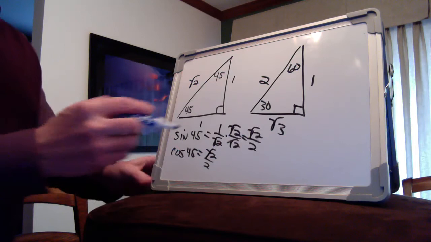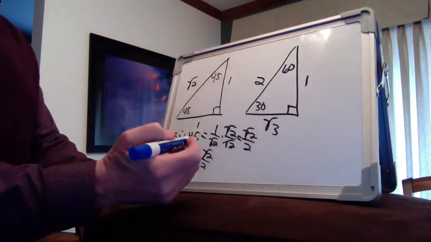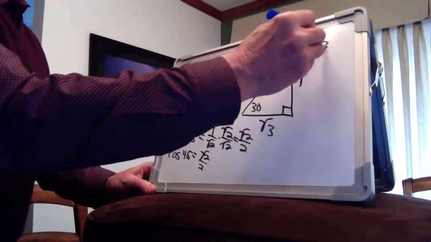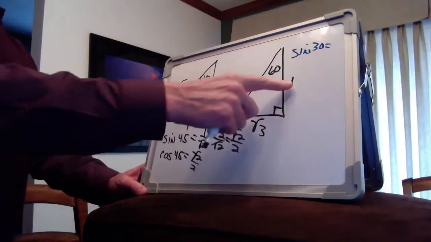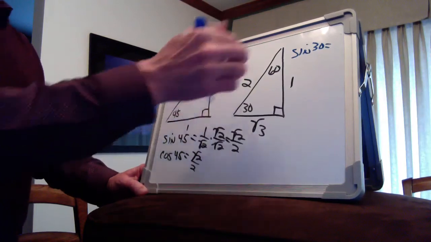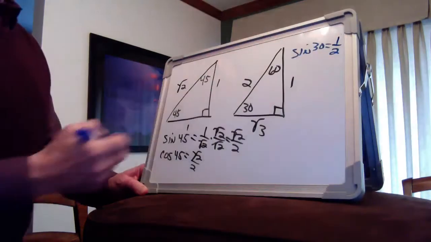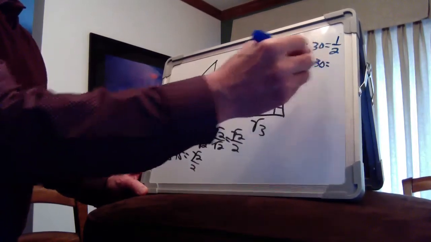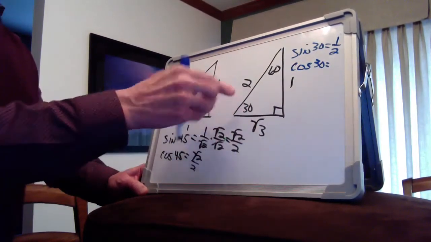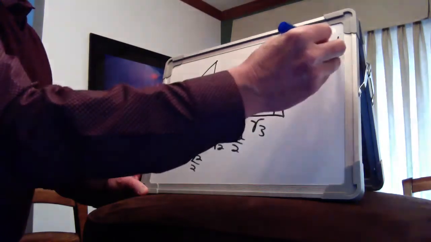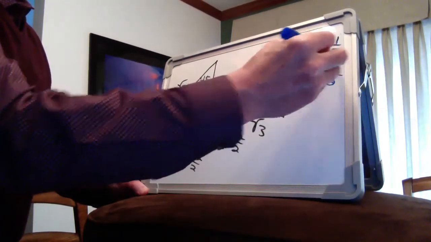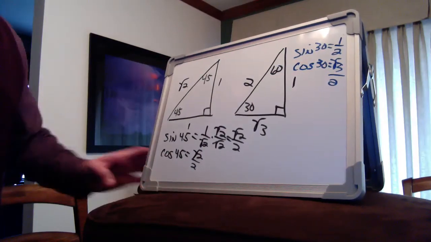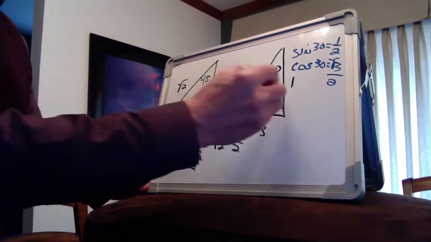Now to finish this off, I'll do the same thing for 30 and 60. So the sine of 30, again, it's opposite over hypotenuse, is 1/2. And the cosine of 30 is adjacent over hypotenuse. It's rad 3 over 2. Now watch what happens here.